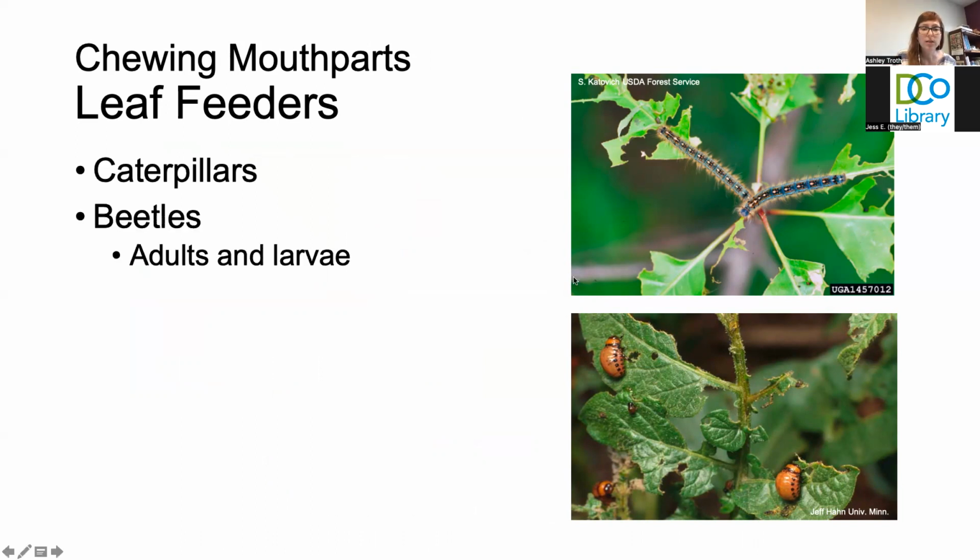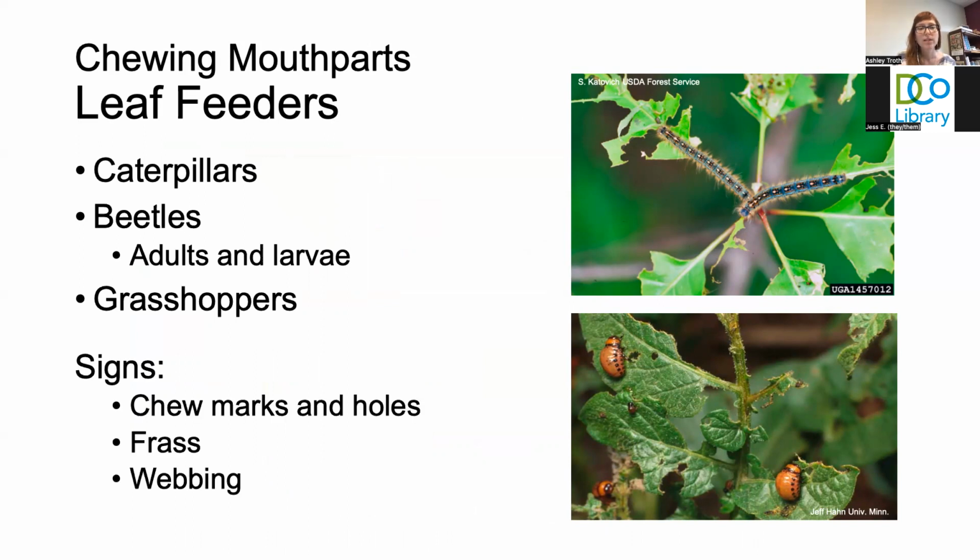Beetles, both adults and larvae, can cause a fair bit of chewing damage. Grasshoppers, right? These are kind of our greatest hits. Some of the signs you'll see are chew marks and holes, frass, that's our fancy word for insect poop, and sometimes even webbing. Webbing is from the caterpillars as they're trying to do things.